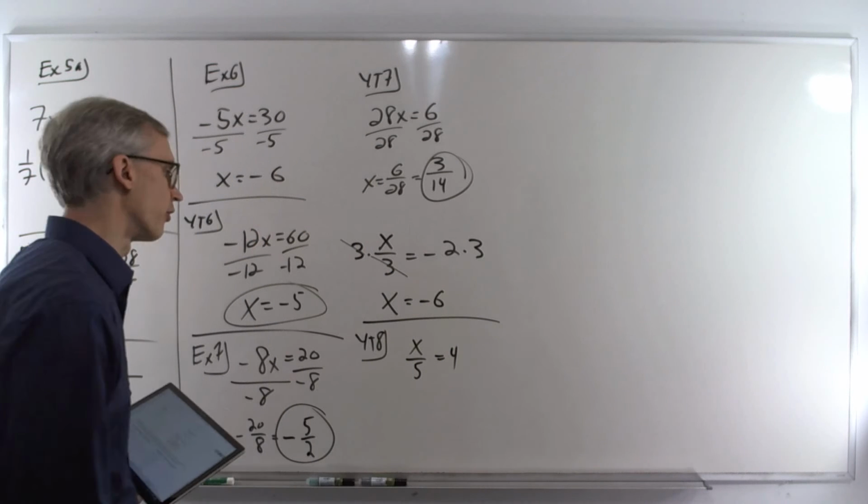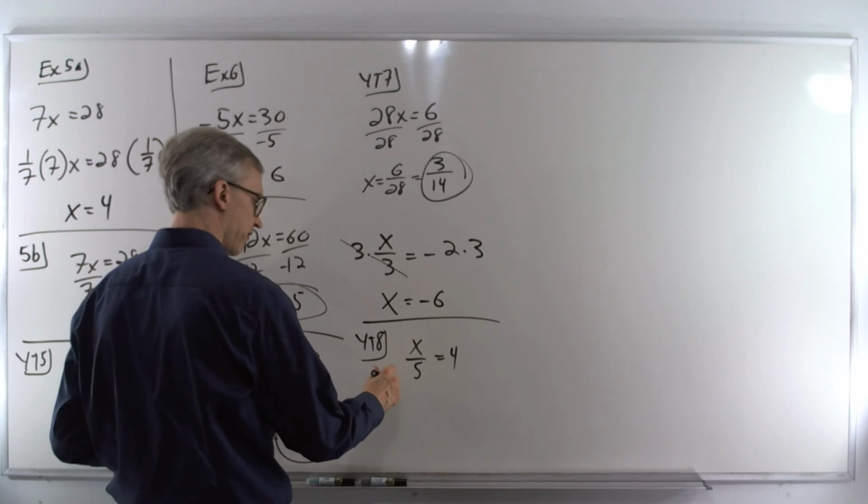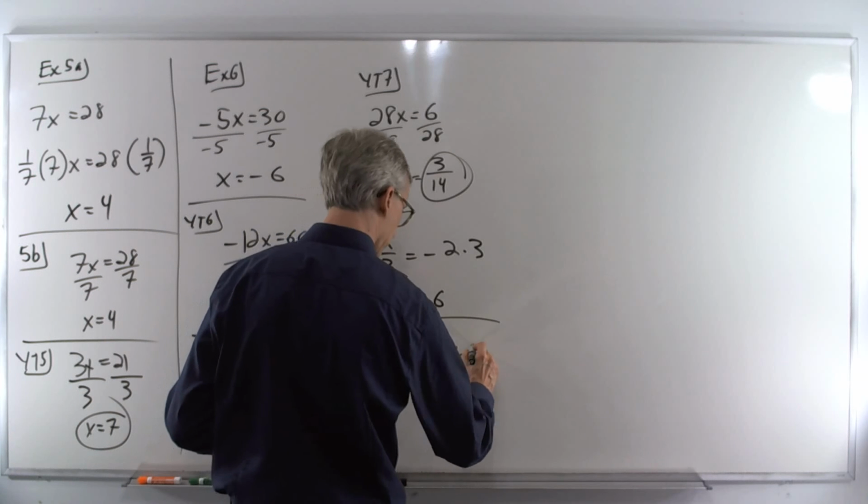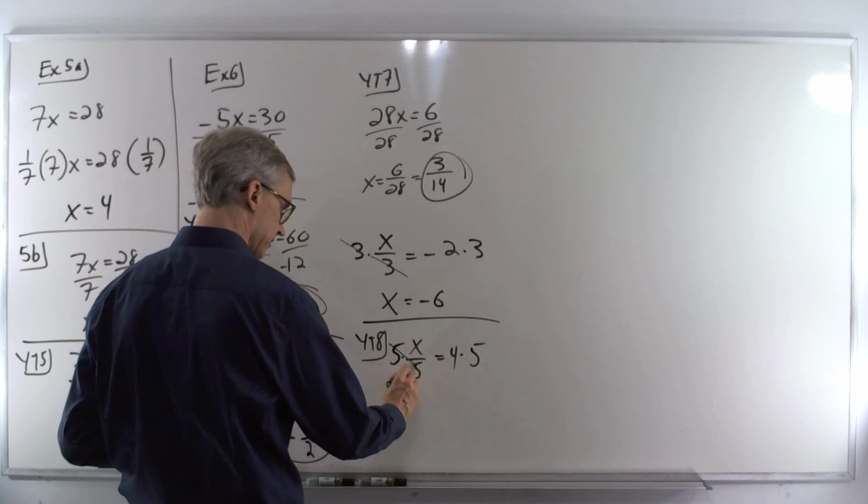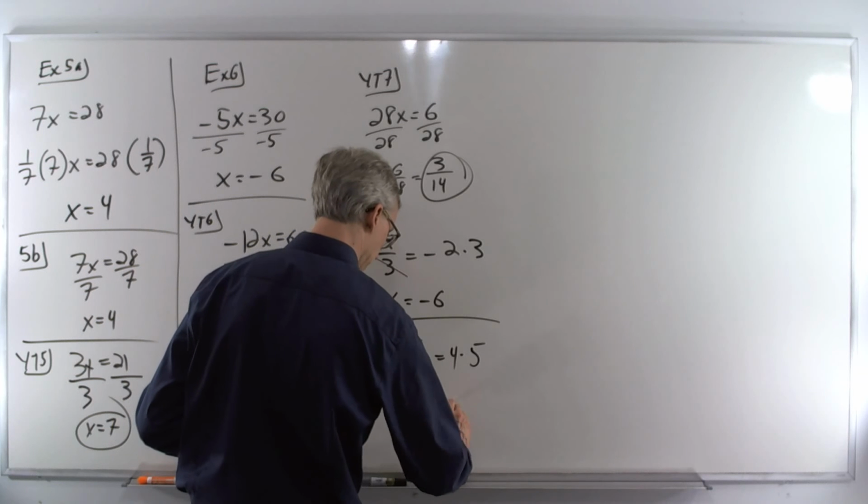X over 5 equals 4. So we're dividing by 5, so to cancel that out, we're going to multiply by 5. 5's cancel, and x equals 20.